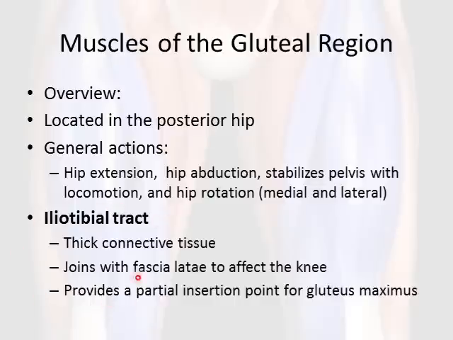And then we have this special structure called the iliotibial tract, also known as the IT band or IT tract. This is very thick connective tissue. It's joined specifically with the muscle called the tensor fasciae latae to affect the knee, but it also provides some insertion points for gluteus maximus. And you can feel this big strip of connective tissue on the lateral side of your thigh, and it goes right down to your knee.